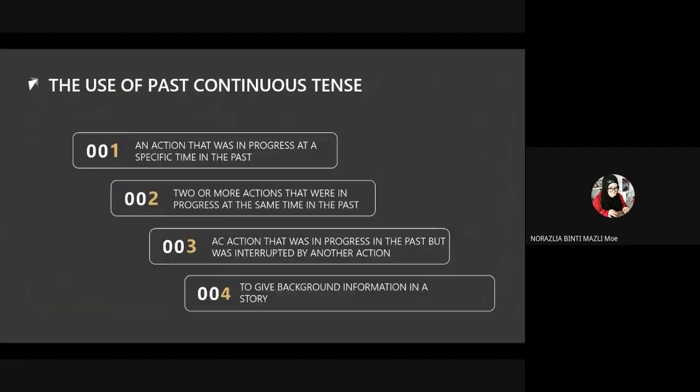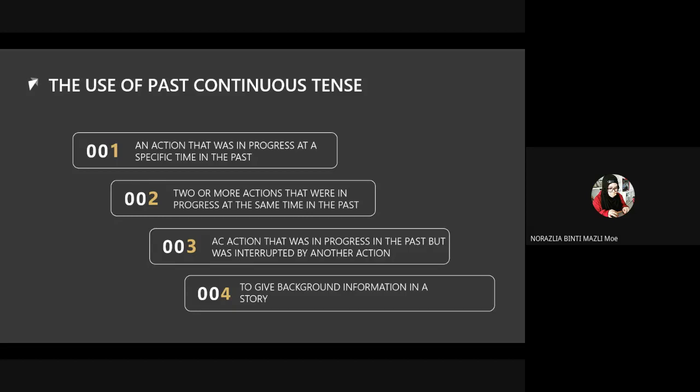Okay, continue. The use of past continuous tense, this one you may refer to your book. Ya, your book. Yang ni dia bagi contoh untuk the use of past continuous tense. It's a bit different from the internet. One would be an action that was in progress at a specific time in the past. Ingat specific time. Number two, two or more actions that were in progress at the same time in the past. Okay, two or more actions. And then they happened at the same time in the past.